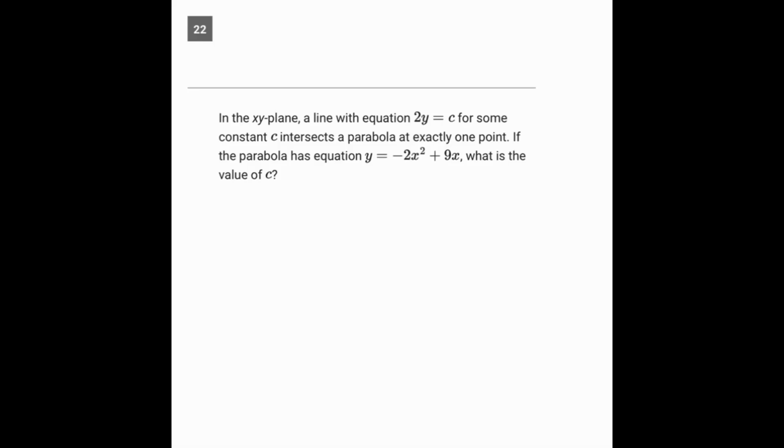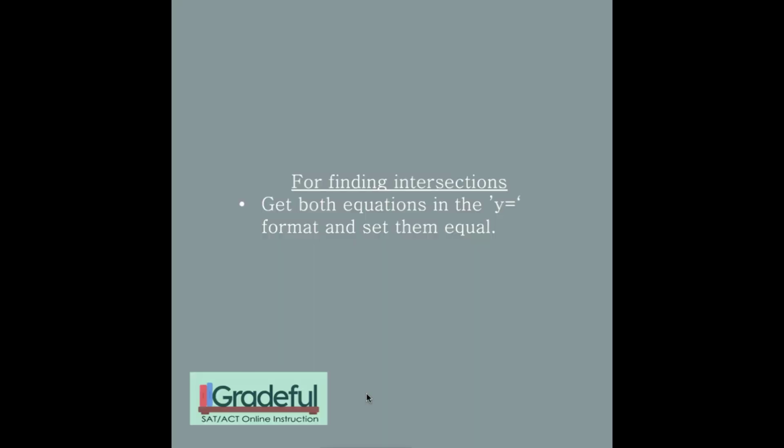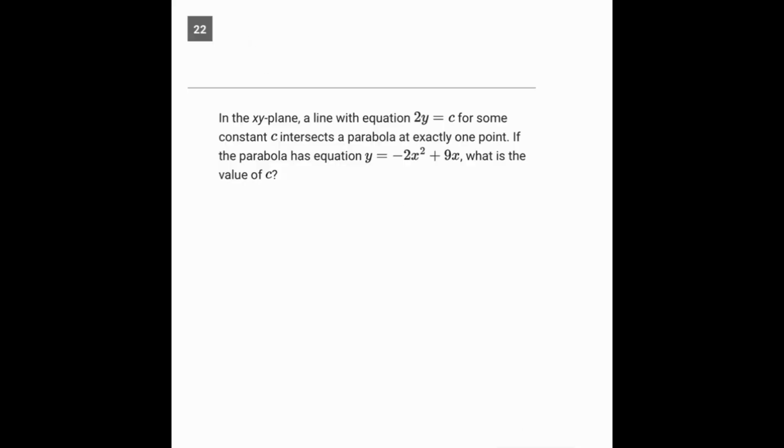Now we're going to question 22. Here we have a line intersecting a parabola. And the rule for intersections is that you should get both equations in the y equals format and set them equal. Usually they're both already in the y equals format, but here you have to do a little work. Just go ahead and divide by 2 on both sides, and you'll get y is c over 2.